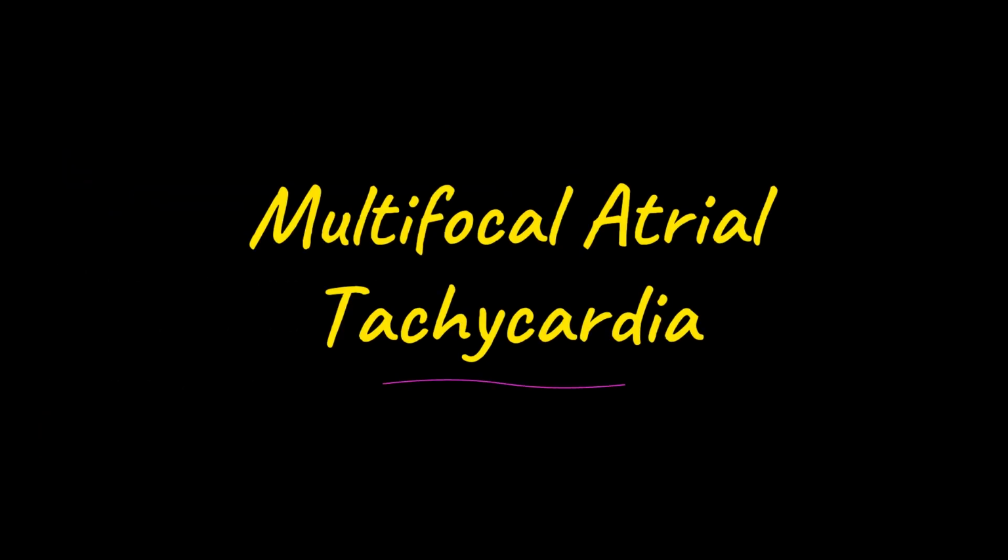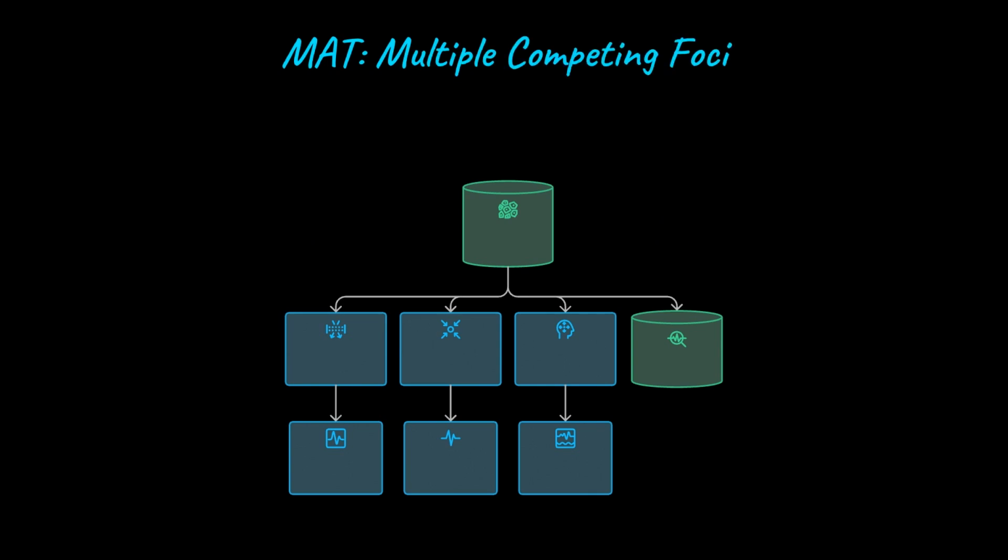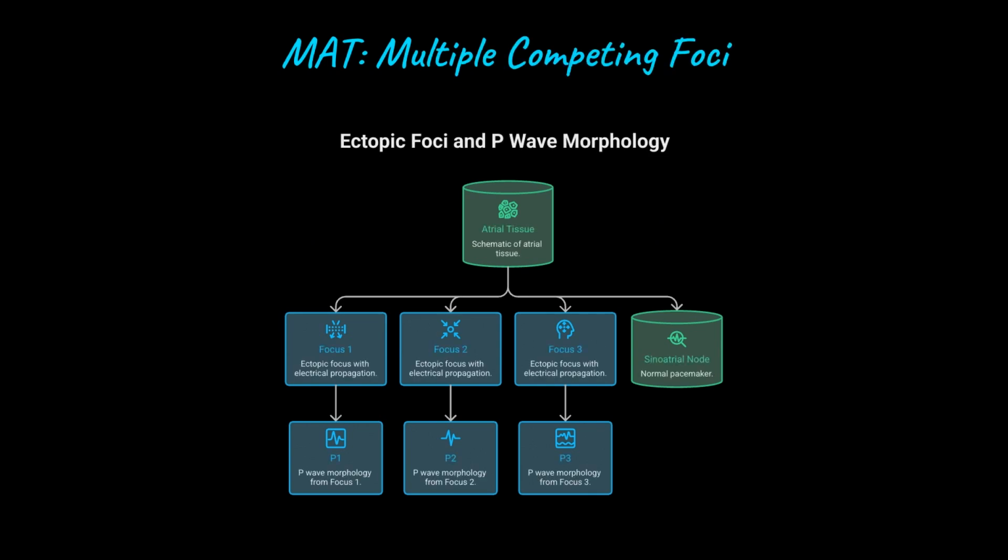Multifocal atrial tachycardia is a rhythm driven by competition between multiple irritable foci in the atria, each firing independently and generating its own distinct P wave. Understanding what makes it unique starts with how normal atrial automaticity works. Each competing focus fires from a different location, so the electrical wavefront travels in a unique direction with every beat. This is why each P wave has a different shape.